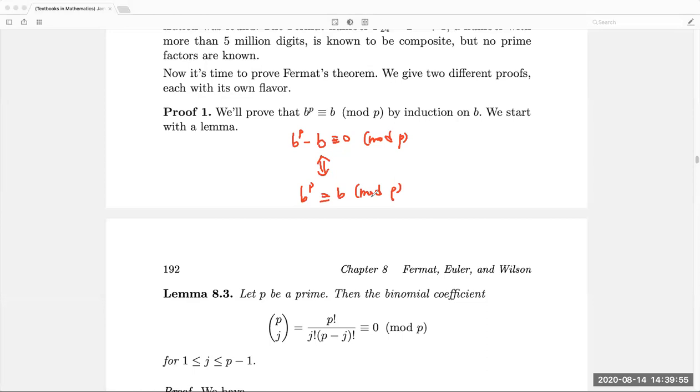So any question here? Well, it doesn't seem obvious. What does it mean? b to the power p minus b is a multiple of p. So let's say k times p, okay? That means b to the power p can be written as b plus k times p. Then if you want b to the power p divided by p, b divided by p is not an integer, but k is an integer. So that means the remainder is this one, okay?